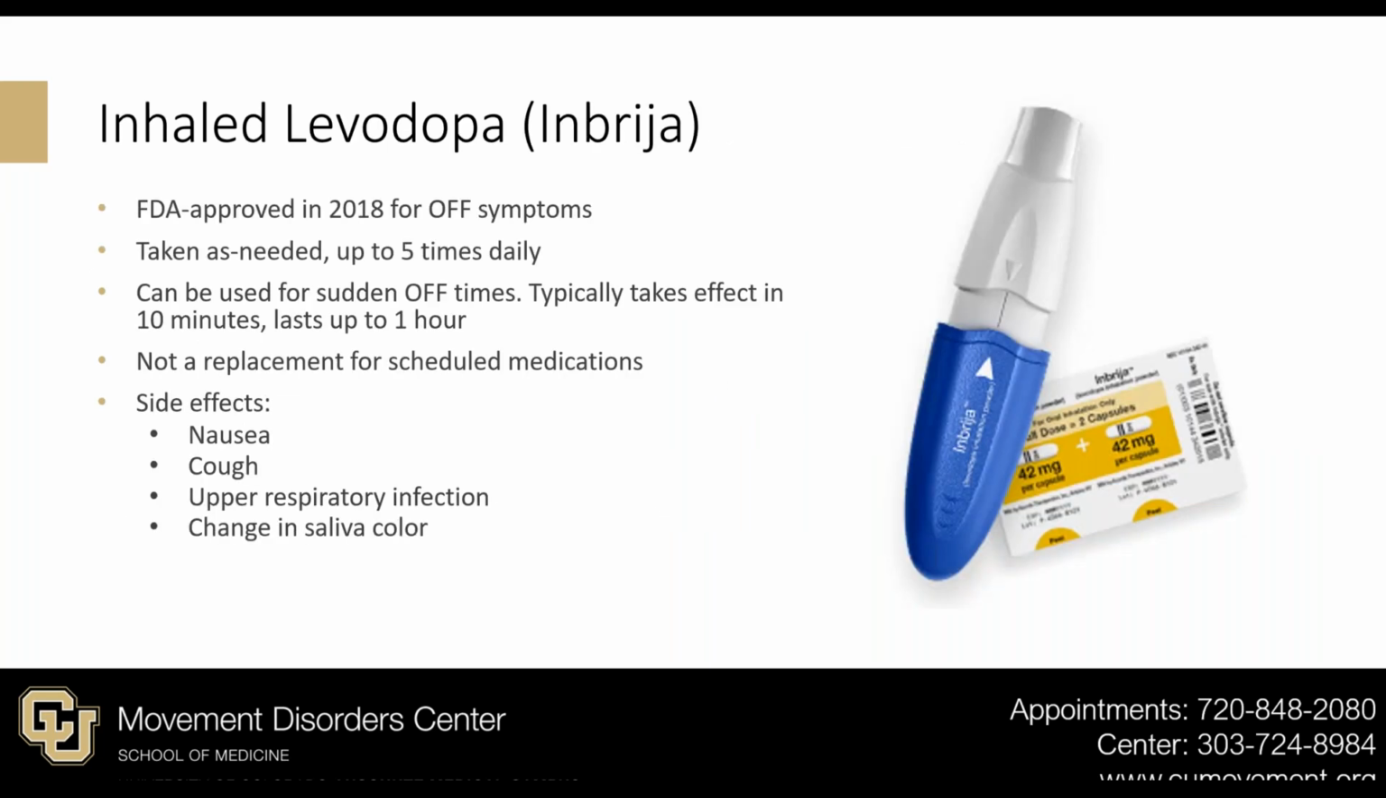And then there's Inbrija, and we actually have our Inbrija set up in the back for anybody who's here in person who wants to actually see how it physically works, because I'm not very good at describing it just with my hands. But it's an inhaled levodopa. In this way, it doesn't have to go through the GI system, because if you think about it, you take a pill, any medication has to go through the esophagus, has to sit there in the stomach, has to be broken down, has to be absorbed, and then you have an effect.